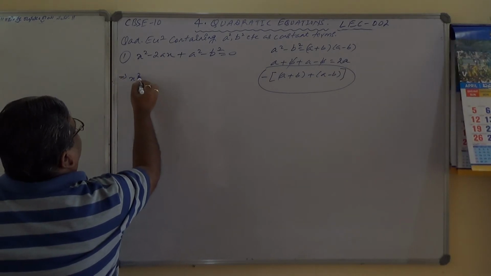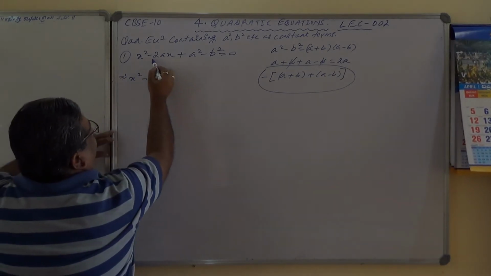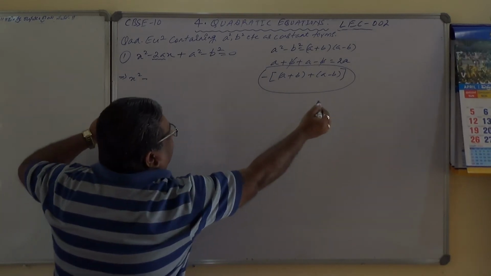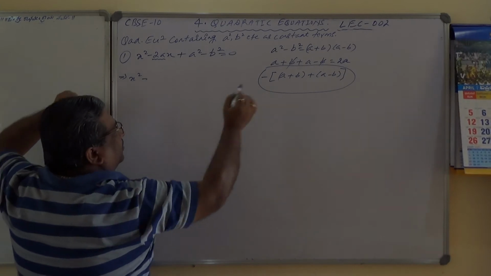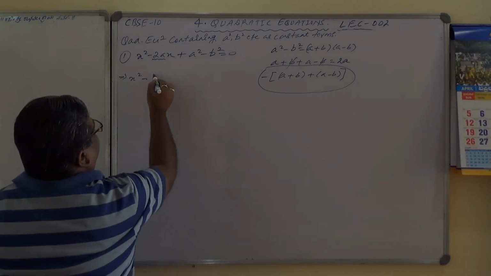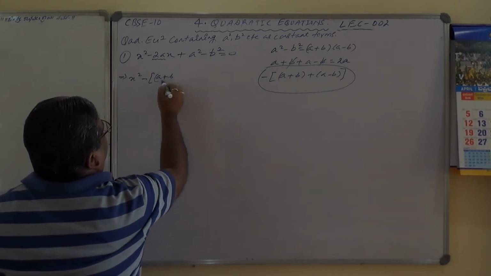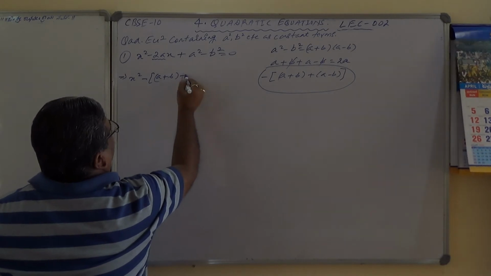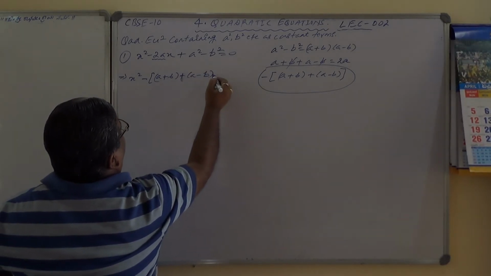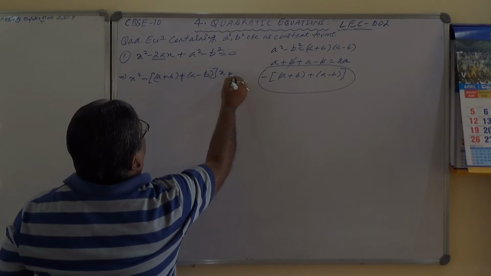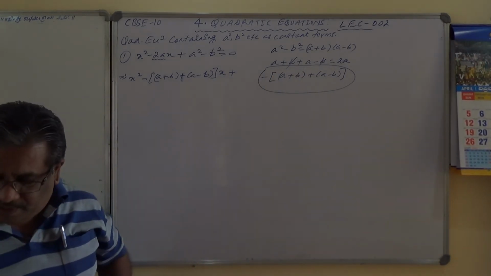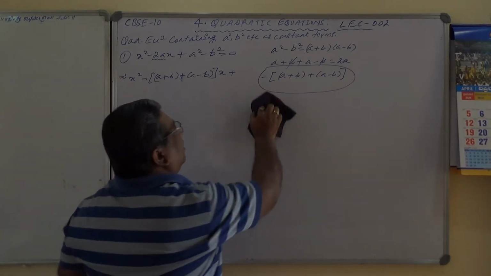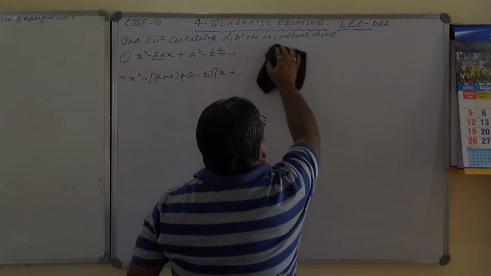Implies x square minus 2a. Instead of minus 2a, the entire term is coming and getting fixed here with x, as a coefficient of x here. So minus a plus b plus a minus b times x plus, I am going to erase this one. It is taking a lot of space here, so I am going to erase this now. I hope you have understood.